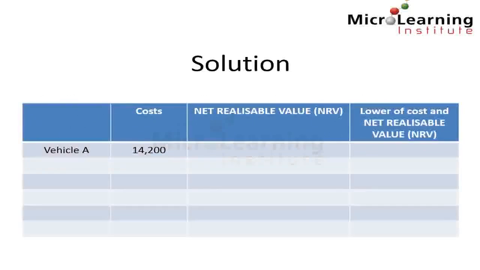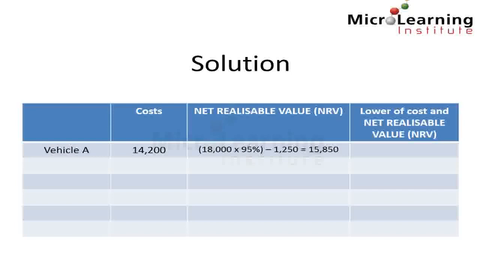We are told that the costs incurred on vehicle A are $14,200. To calculate the net realizable value of vehicle A, we first take the expected selling price of $18,000. Now we can only take 95% of this into the net realizable value calculation because, of course, as we're told, 5% of the selling price is going to be awarded as a commission to the sales staff. Additionally, we must deduct the $1,250 to achieve the final net realizable value.